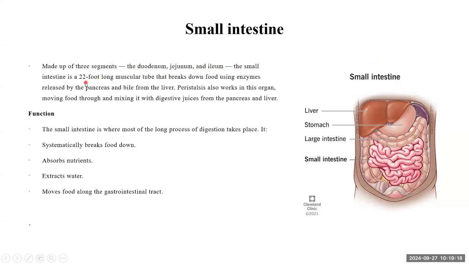The small intestine is almost 22 feet long, a muscular tube that breaks down food using enzymes released by the pancreas and bile from the liver. So here comes the function of the liver and the gallbladder, which are connected organs to the digestive system. In the first part of the small intestine, which is the duodenum, different types of enzymes are released and food is further digested and absorbed. Peristalsis also works in this organ, moving food forward and mixing it with digestive juices from the pancreas and liver.